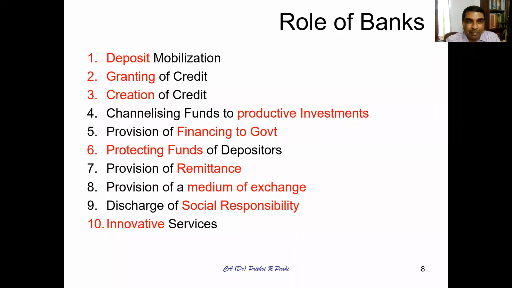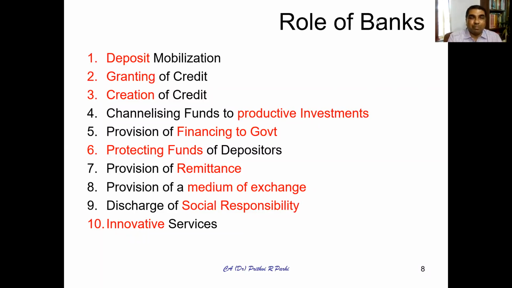Then the next role is that the bank grants credit. Do you agree that the bank grants credit? That means if people need some credit, then they may approach a bank, and if the bank is satisfied, it will grant them some credit, meaning it will grant them a loan. And just like various forms of deposits are available, various loan products are also available.